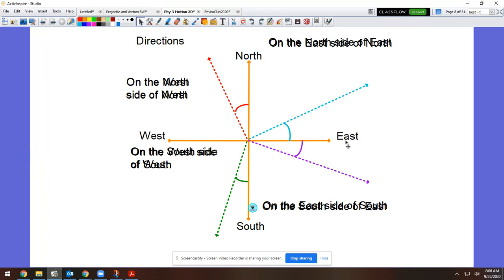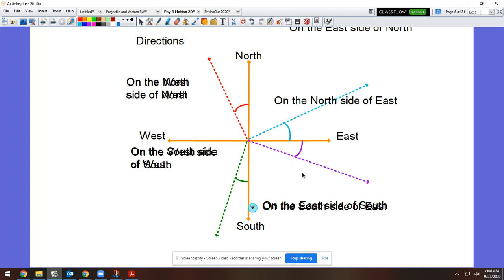Clearly, we are in the northeast quadrant. But is this blue vector showing us, for say, 30 degrees north of east or 30 degrees east of north? So I have my two options. Well, look at it this way. I'm at the east, go to the north of it. So I am on the north side of east with this one.